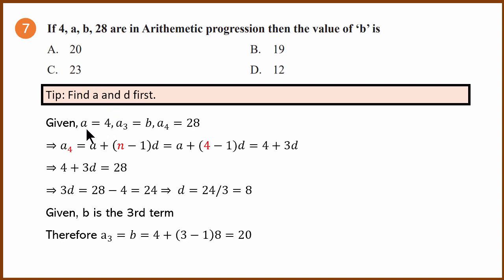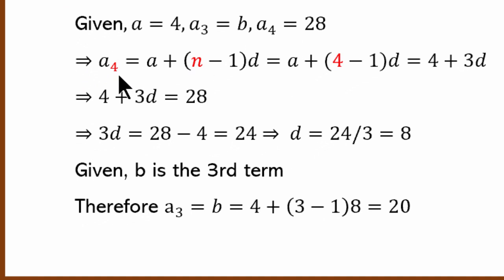The first term is 4, second term A, third term is B, fourth term is 28. The nth term formula, A plus n minus 1 D, which is A plus 4 minus 1 D, which is 4 plus 3D. Why 4 plus 3D? Because the first term is 4. But we know 4 plus 3D is 28 because A4 is 28. So 4 plus 3D is 28, which means 3D equals 28 minus 4, which is 24.